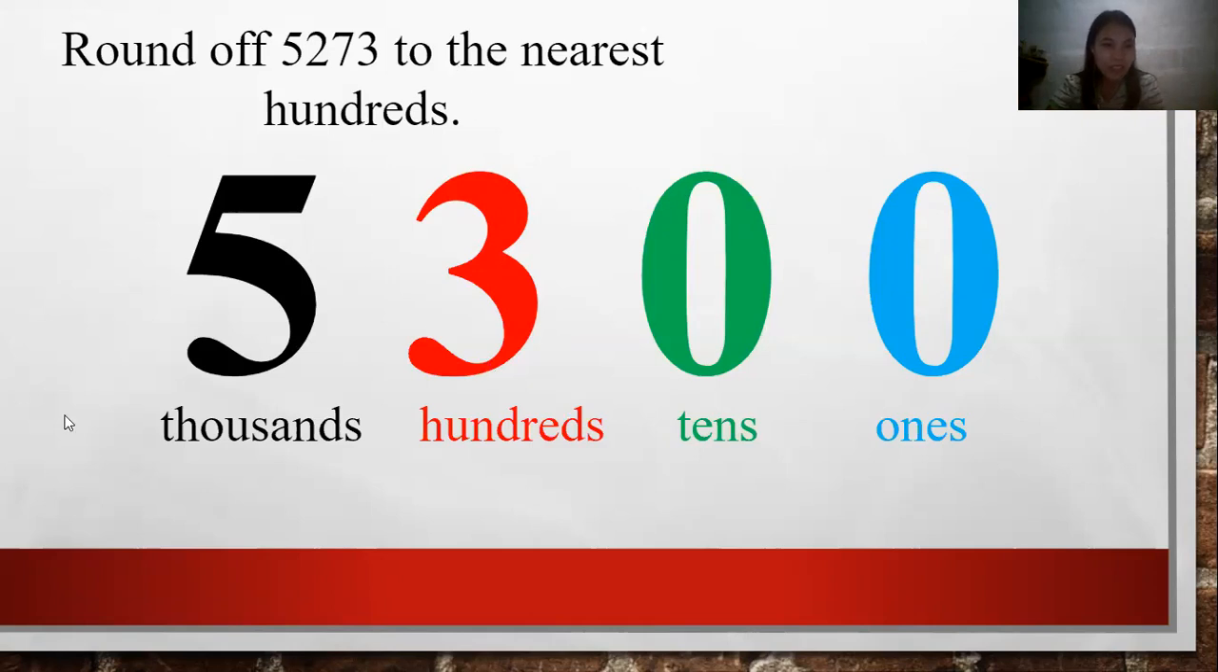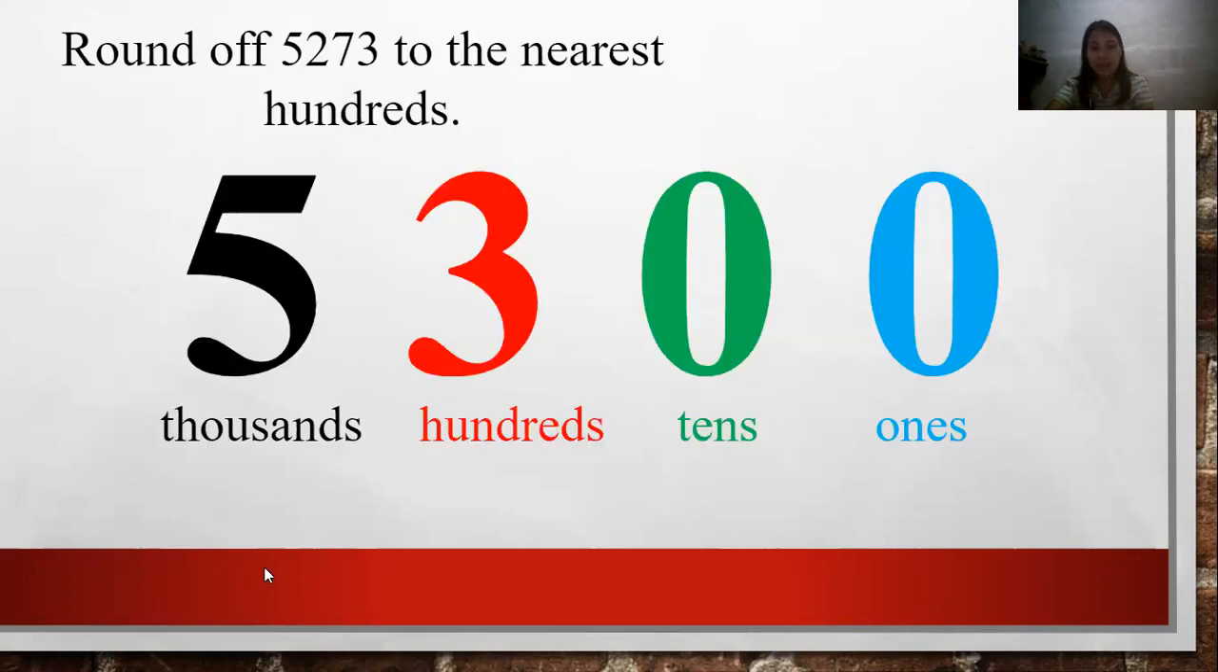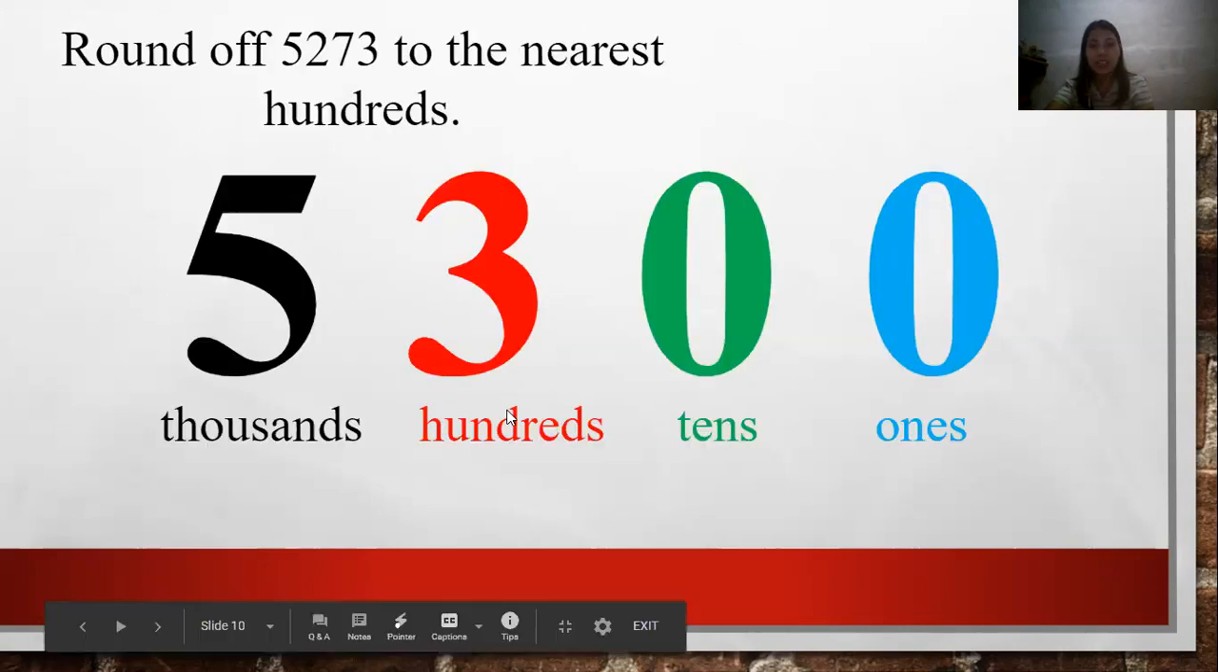Sabihin, bakit teacher si 5 hindi naman po gumalaw? Si 5 hindi po natin gagalawin kasi dito naman tayo kay 2 nag-add ng 1. So yung kasunod niya lang, yun na yung tatanggalin natin. So ayan po, drop the digits at its right and replace them with 0. So ikakopy lang natin si 5 pababa, si 2 naging 3, 0, 0 na yung mga nasa likuran.